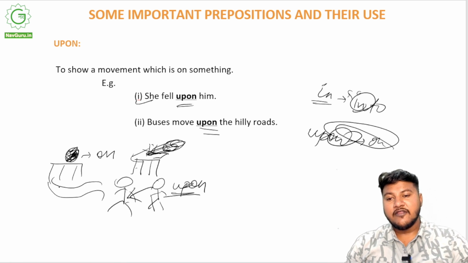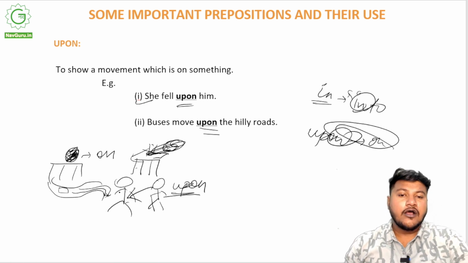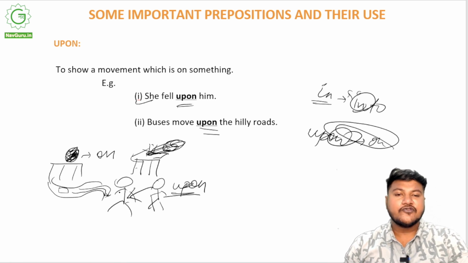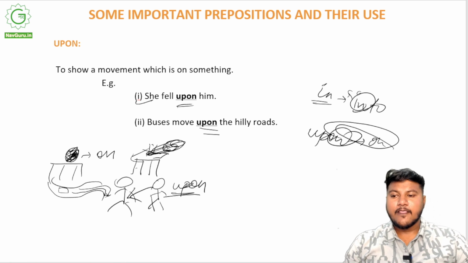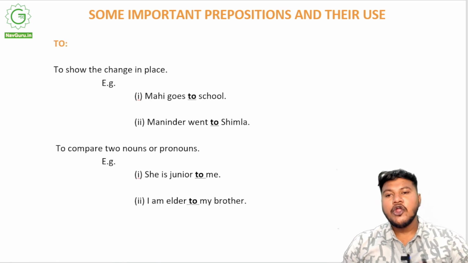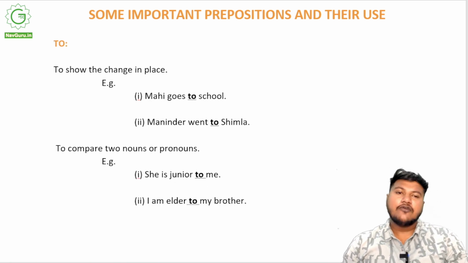It's been already there. The bus is in motion, it's moving, it's not still, right? So anything that is on something but also has its own movement, also has motion, we use upon with it, right? Moving on. To. Now to is very important. How is to used? I just used to and you realized it, right?